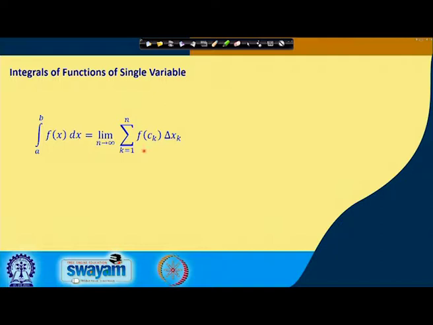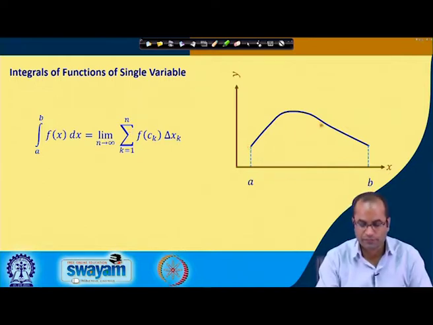Before we define it for two variables, let us just recall the definition we had for the single integrals. So, the integral from a to b of f(x) dx was defined as the limit of this sum. So, what was this sum? If we take this function f(x), which is defined from a to b, this is the x axis and here we have the y axis.